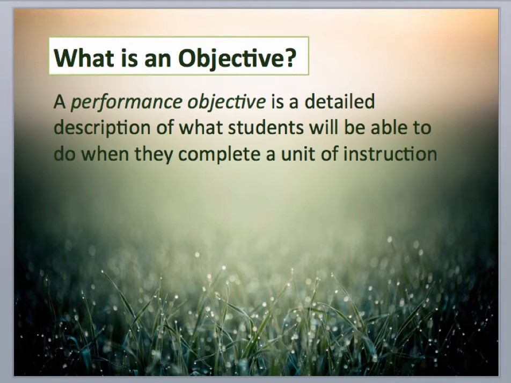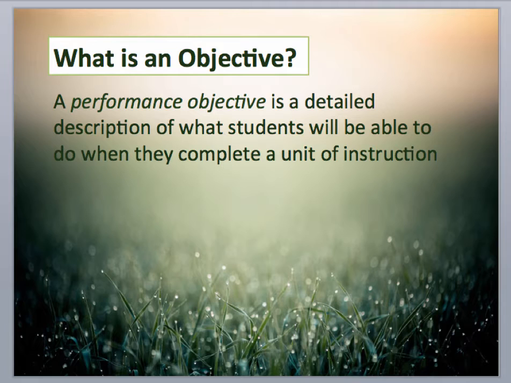So what is an objective? A performance objective is a detailed description of what students will be able to do when they complete a unit of instruction. An objective does not describe what the instructor will be doing, but instead the skills, knowledge, and attitudes that the instructor will be attempting to produce in learners. This is a very important distinction.